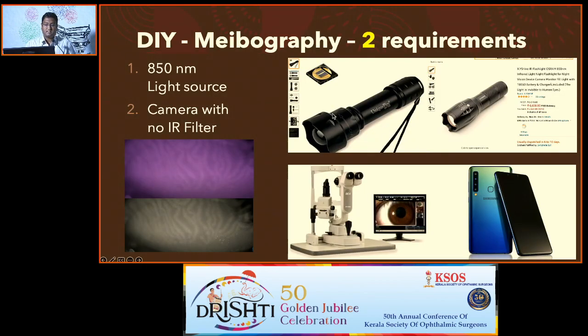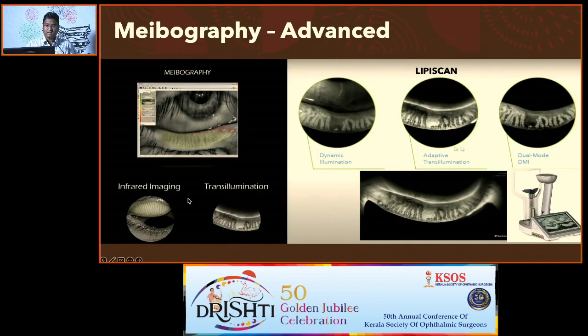The DIY thing is the 850 nanometer light source that is available on Amazon. You can order it for around 7,000 rupees. And then once you have a camera in your mobile phone that has no IR filter, you can also identify the meibomian glands that can look like this.